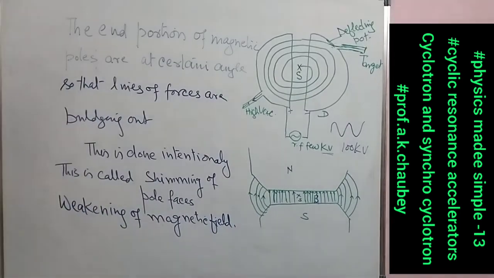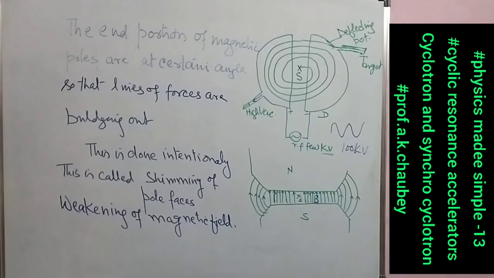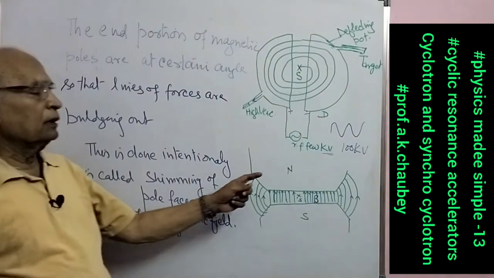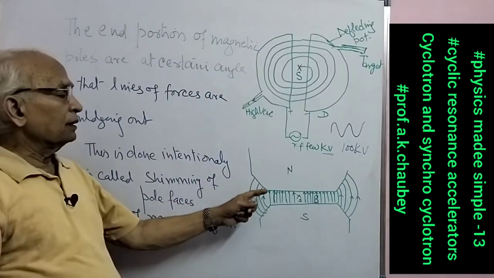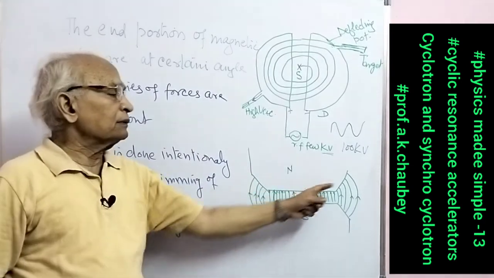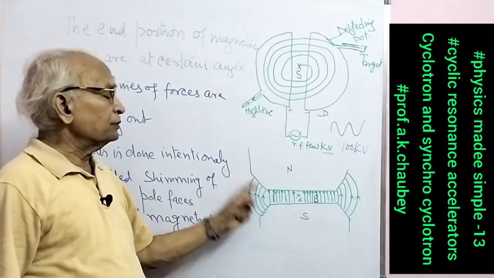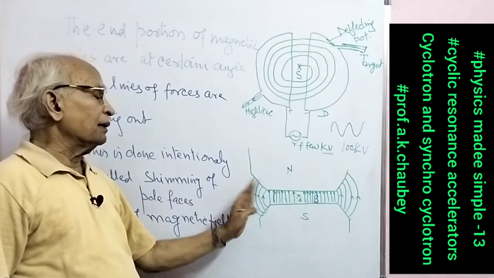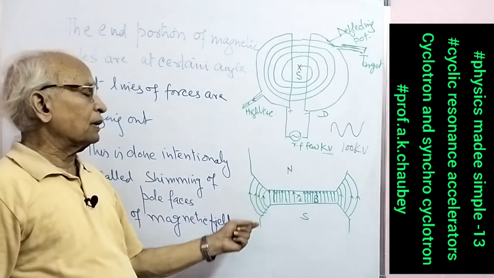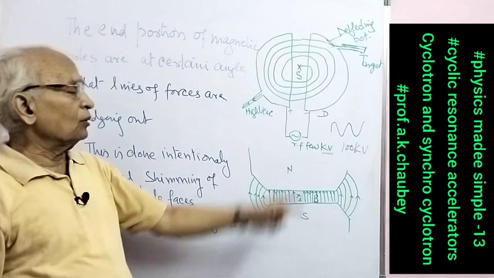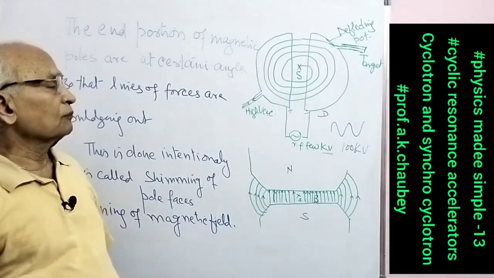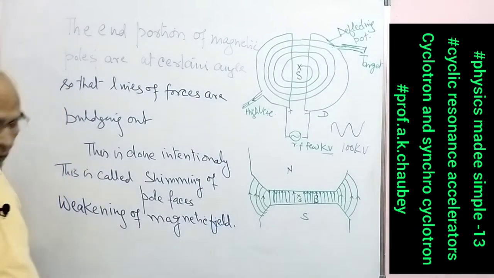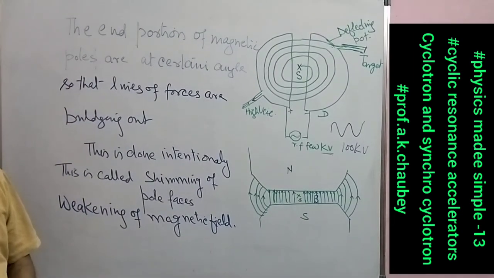Why this is done, I will explain later. But the pole faces of this machine, the cyclotron, are shimmed at the outer side. This is called shimming at a certain angle, so that the lines of force become cut and not straight, not parallel. They are parallel, but they are cut, bulging out. So now, what happens?